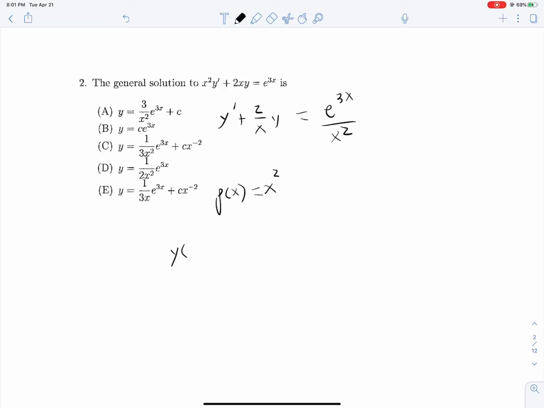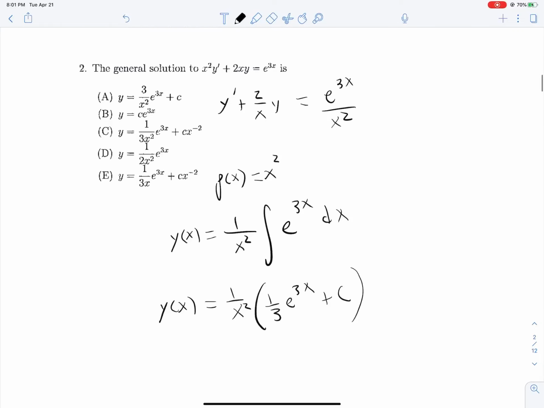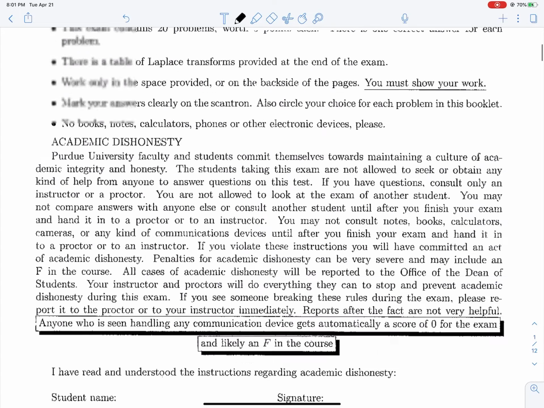We know that y of x is equal to 1 over rho of x times the integral of rho of x times q of x, which is just our right side over here. So we will have x squared over x squared times e to the 3x. So we're really integrating e to the 3x dx. And so we get y of x is equal to 1 over x squared times 1/3 e to the 3x plus c. And that is c.